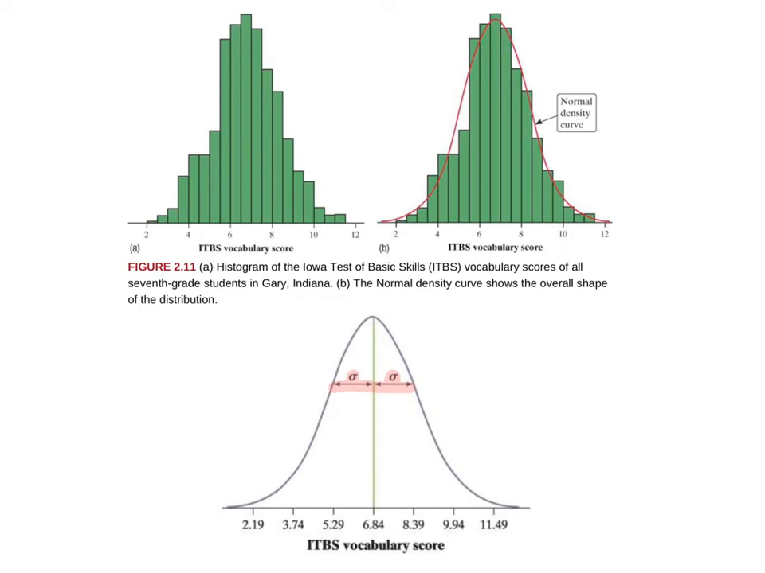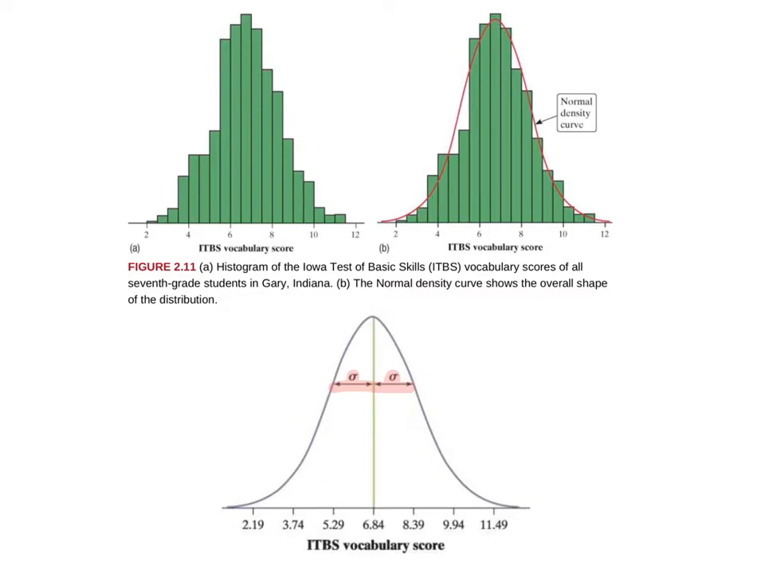So here's an example of a normal distribution, normal density curve right here. This is modeled by a histogram of the Iowa Test of Basic Skills vocabulary scores for all 7th grade students in Gary, Indiana. Fun fact, I took the Iowa test scores and I am not from Iowa, nor am I from Indiana. And then over here, if we were to draw that bell curve over it, that's the normal density curve that shows the overall shape of the distribution. Note that it has a single peak, it's symmetric, it's got that bell curve there. Normal distribution, if I've ever seen one.